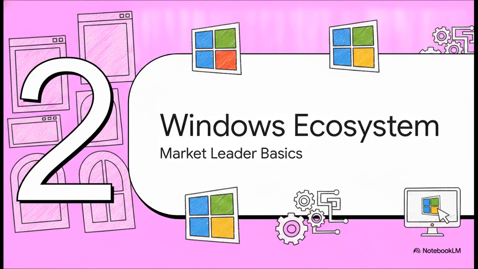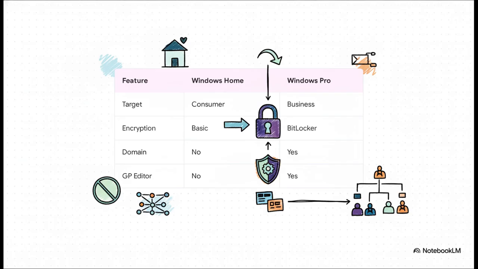Which brings us to part 2, mastering the Windows ecosystem. Since Windows is the dominant market player, knowing the exact differences between its editions is pure exam gold. So Windows Home is your baseline consumer level. Sure, it has basic encryption, but it is heavily restricted. Windows Pro is what you really need to care about. Pro is the business standard because it unlocks the big security and admin tools. We're talking full-drive BitLocker encryption to completely guard against hardware theft, and the group policy editor, which lets admins rigorously enforce security rules across the entire machine.